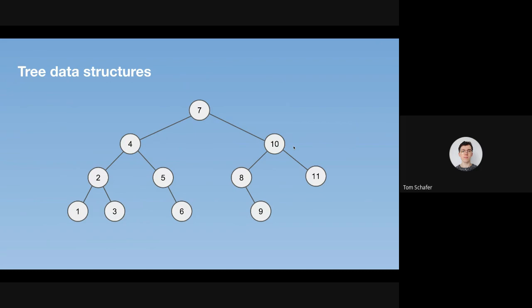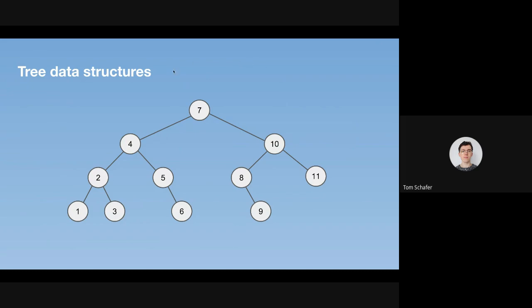So why is it useful to use a tree data structure? Going back to that example of a list, let's say you had these numbers in a list, they might be in a random order, and you wanted to find, say, the number 5 in your list.